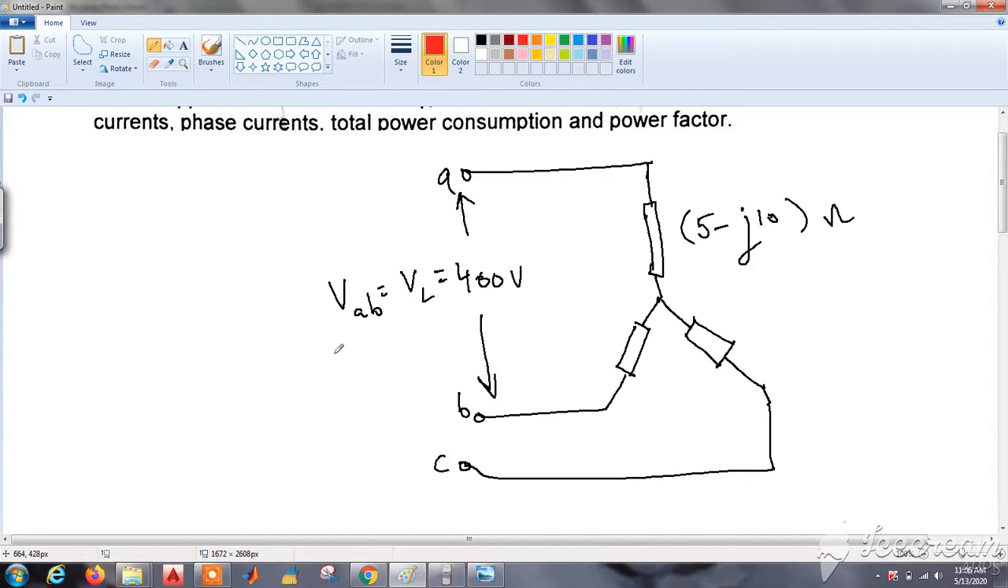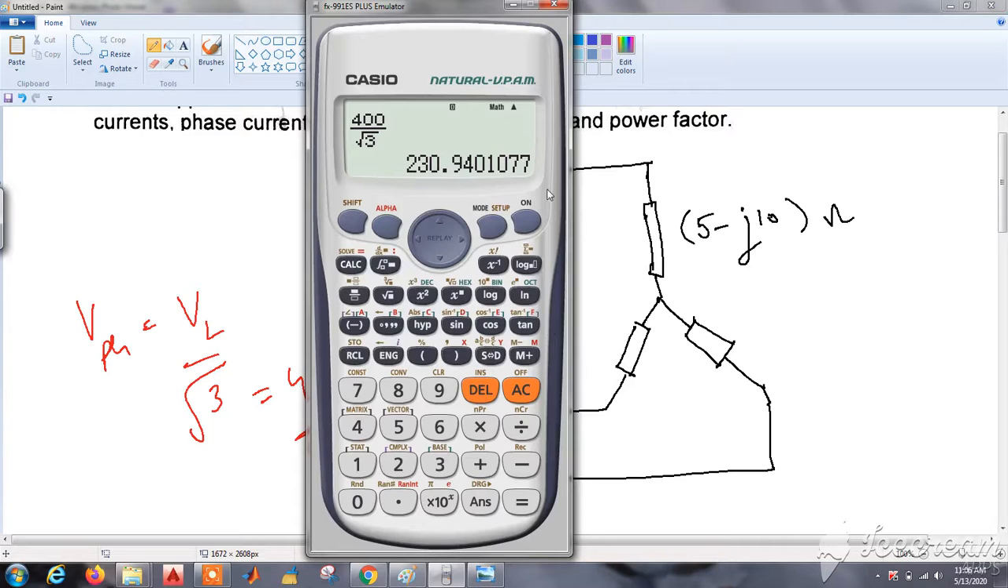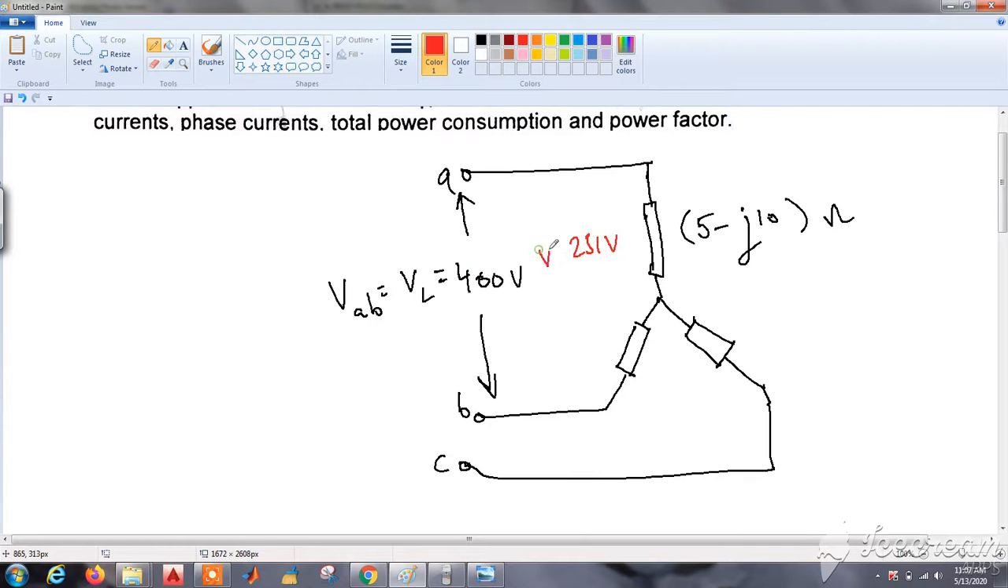Now we can also calculate phase voltage. We know that phase voltage is line voltage divided by root 3 in star connection. So 400 divided by root 3 is approximately 231 volts. That is our phase voltage, which will be across the impedance of each phase. We can also denote it by N and we can also write it as VAN here. That makes no difference.